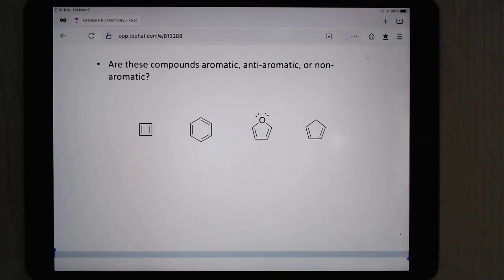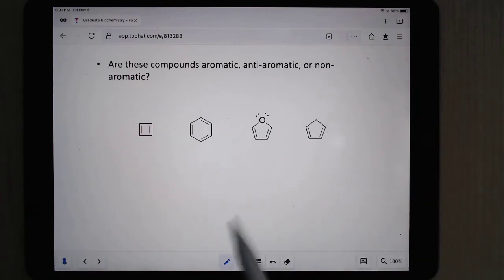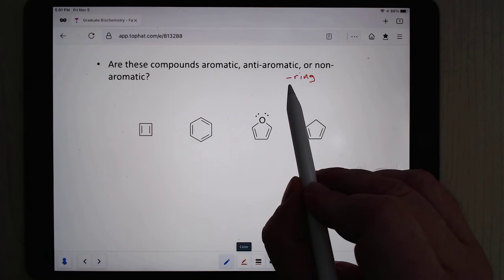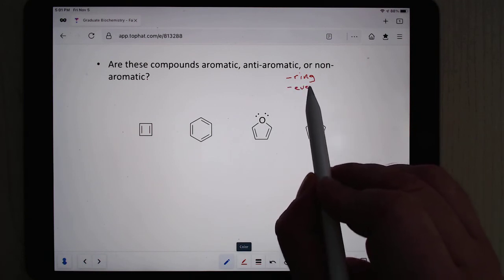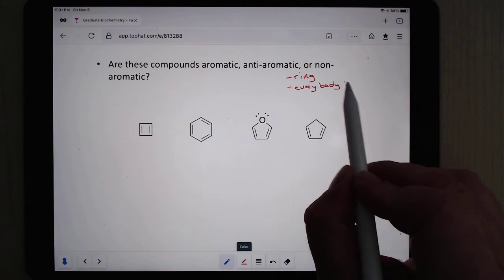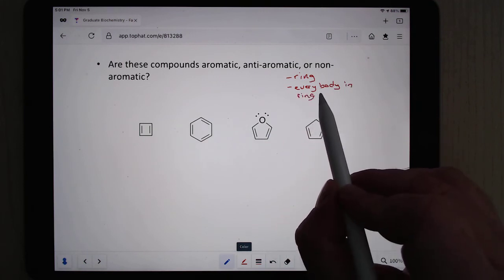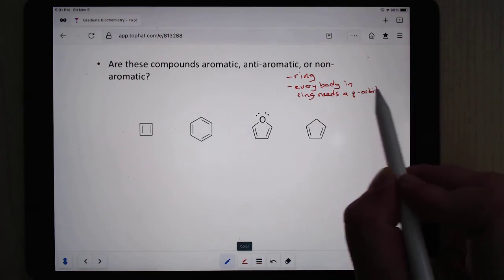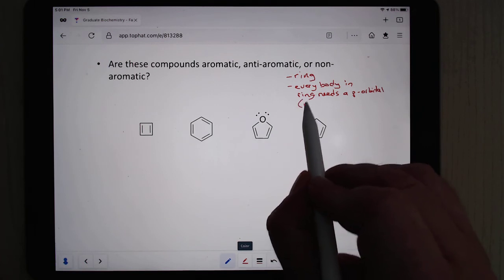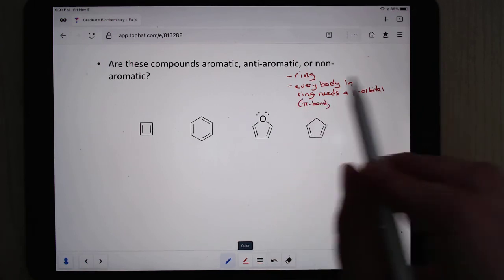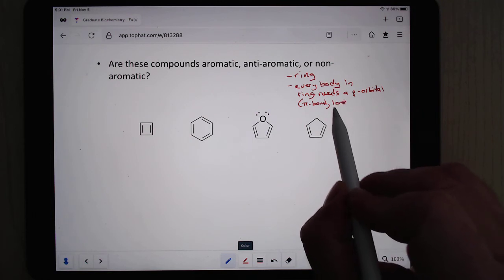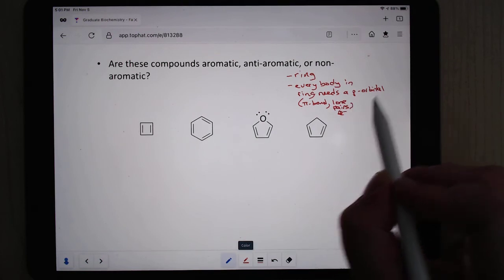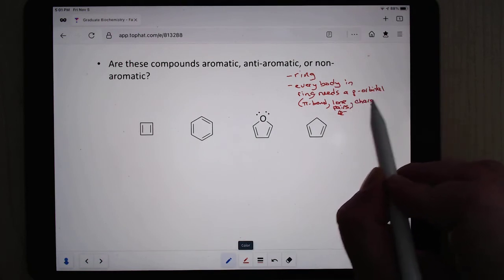Now, is it aromatic? Okay, so remember, it needs to be a ring, okay? And everybody in the ring needs a p orbital available. So that means you're either part of a pi bond, you have lone pair electrons, or you have a charge. Okay?